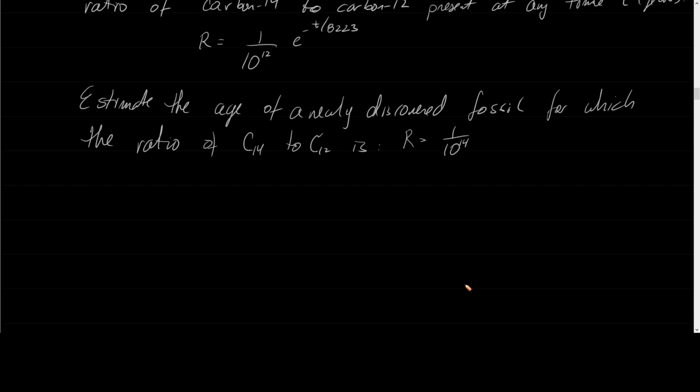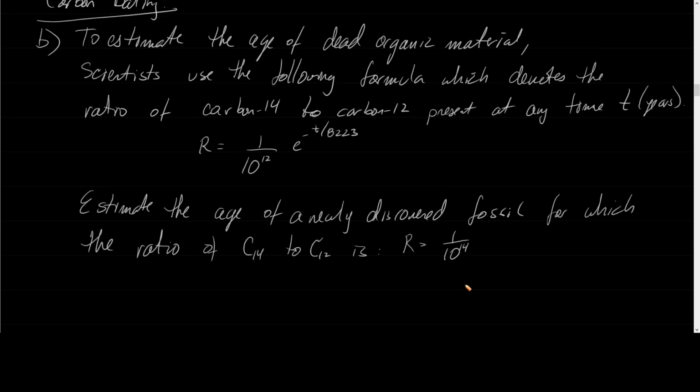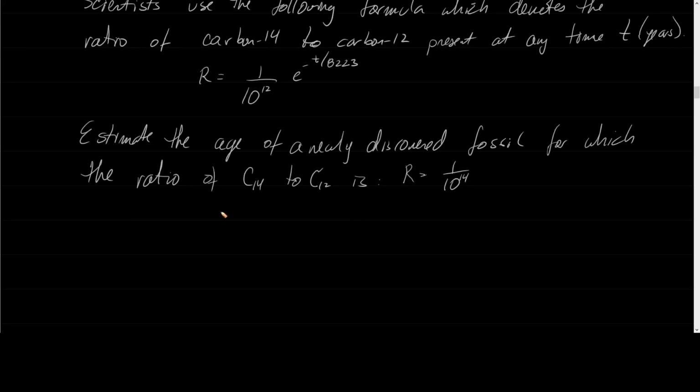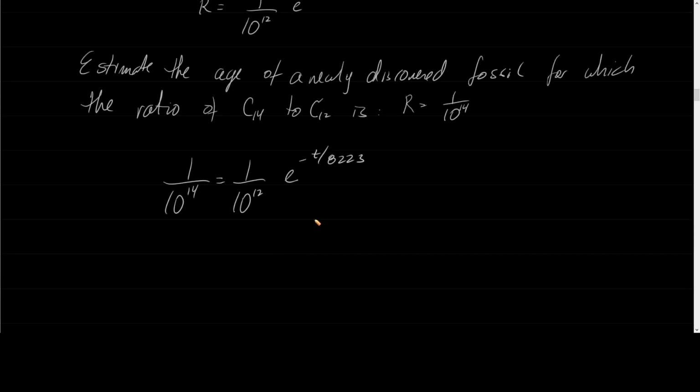All right, so in here, we're given a formula, and we're told that this formula really denotes the ratio of carbon-14 to carbon-12, right? We're told what the ratio is. So all we need to do here is set these two equal to each other. So I'm going to say here that 1 over 10 to the 14th is equal to 1 over 10 to the 12 times e to the negative t over 8,223. And what we're going to do there is we're going to solve for t. T here will be time because we're looking for the age of this fossil, right? So let's solve for t.